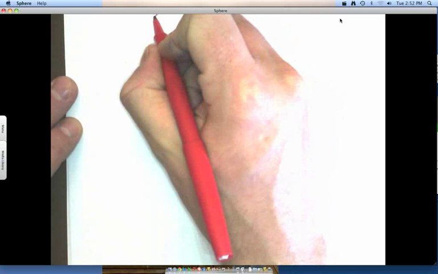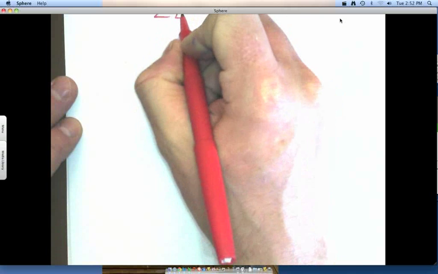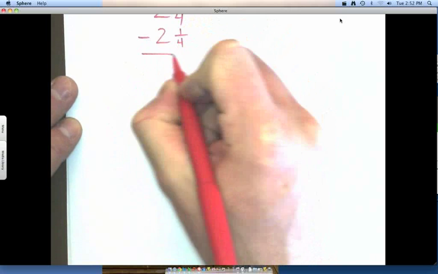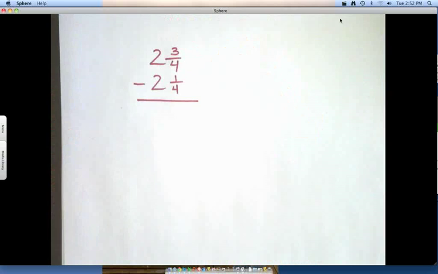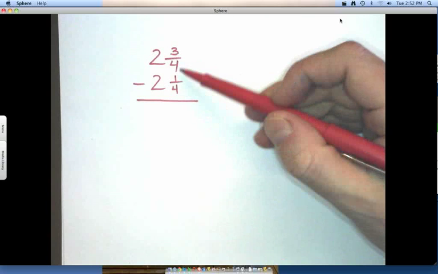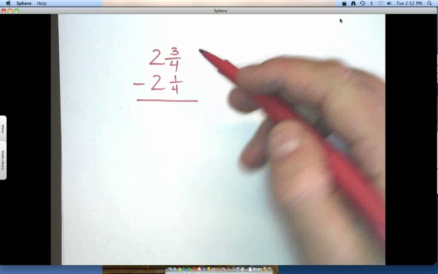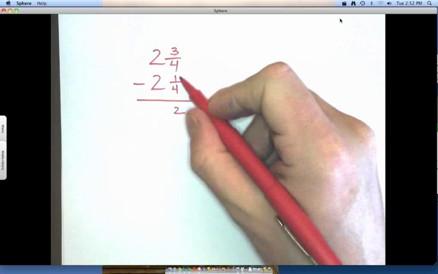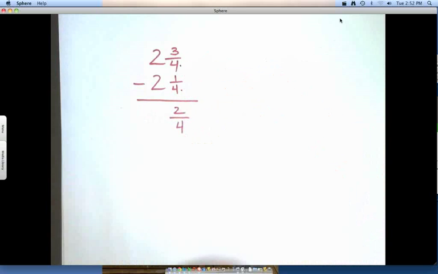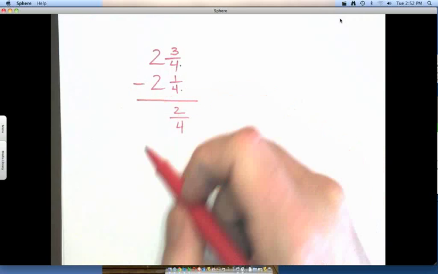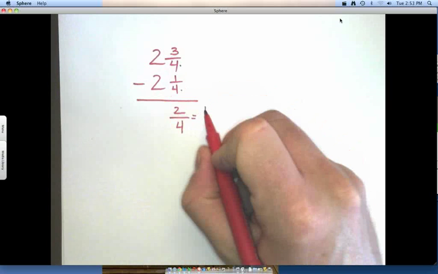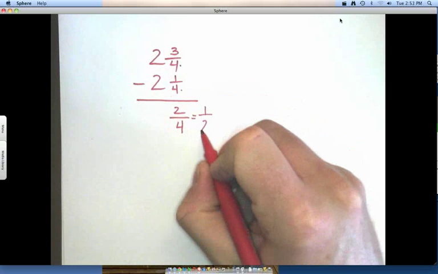Let's have 2 and 3/4 minus 2 and 1/4. Okay, once again, subtract your simple fractions first. So 3 minus 1 equals 2, and I can do that because both my denominators are the same. My denominator stays 4. 2 minus 2 is 0, so I'm only left with a simple fraction, 2/4, which can be simplified as 1/2.